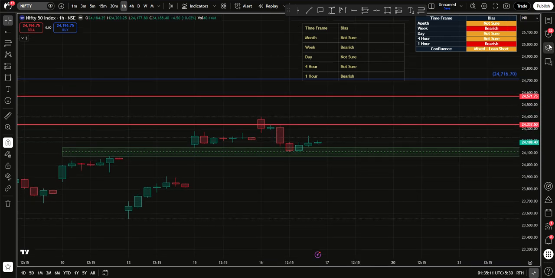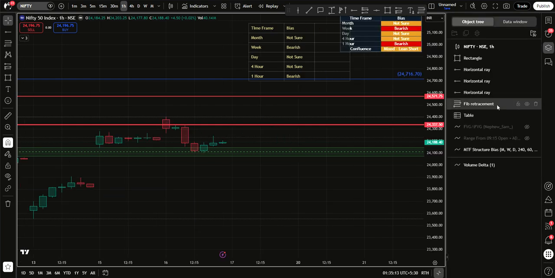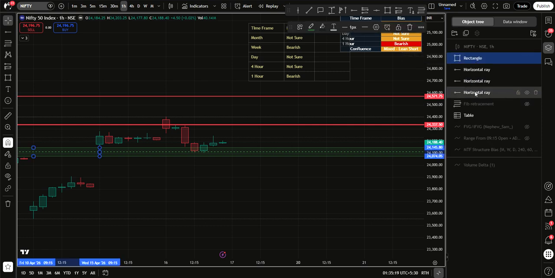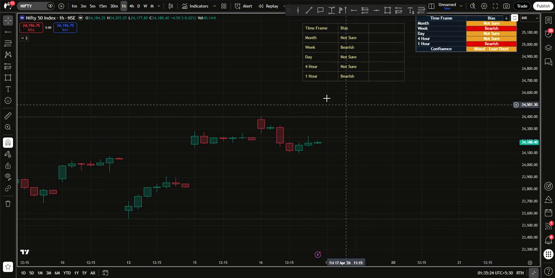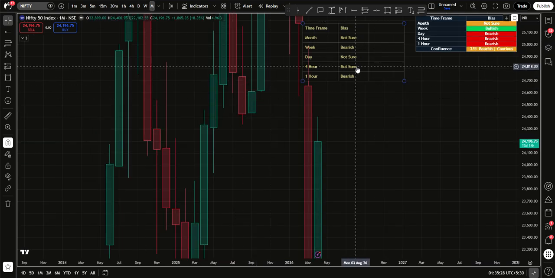Now let's go and delete all the previous day's analysis and start afresh. Starting with the monthly time frame.